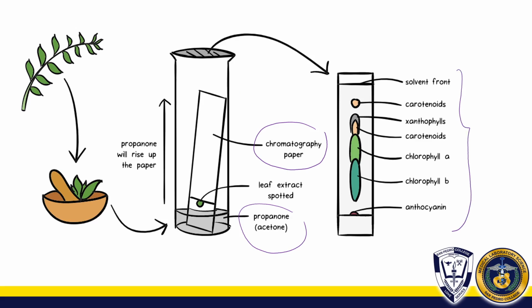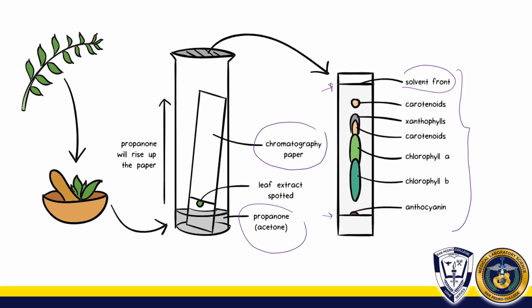So, one term we should watch out for here is the solvent front. Solvent front actually refers to the distance moved by your solvent from its starting point until it reaches the end. That end part, the solvent front, is the distance, or how high the movement of your solvent is.